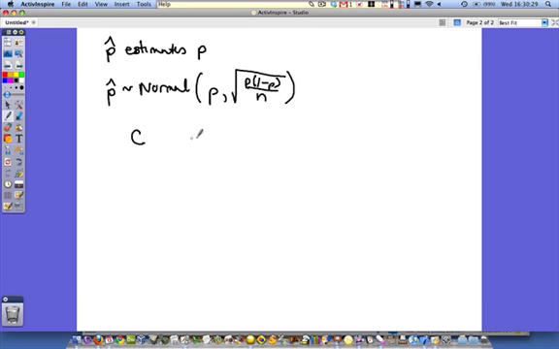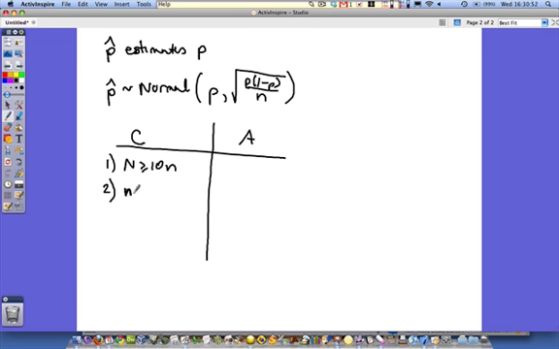The conditions and assumptions for p hat go like this. The first condition is that the population has to be 10 times the sample size. Population size is what capital N means. Sample size is little n. So if you have a sample size of 200, you need a population of at least 2,000 that you're drawing from. The second condition is that np is greater than 10: sample size times the population proportion is greater than 10. And the third one is that n times 1 minus p is also greater than 10.